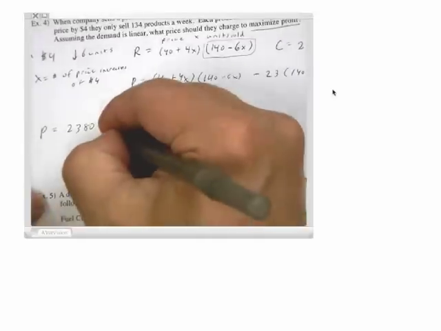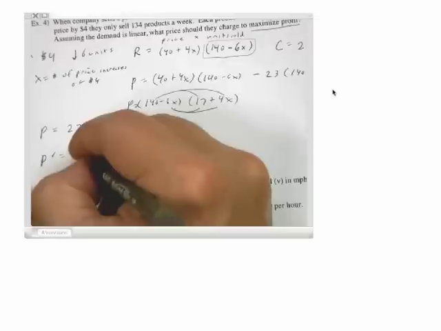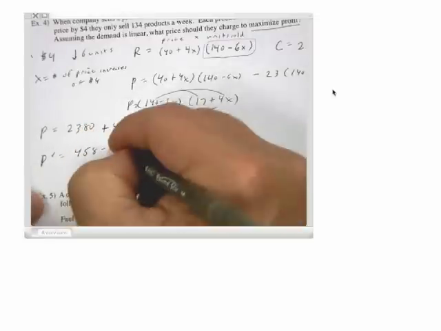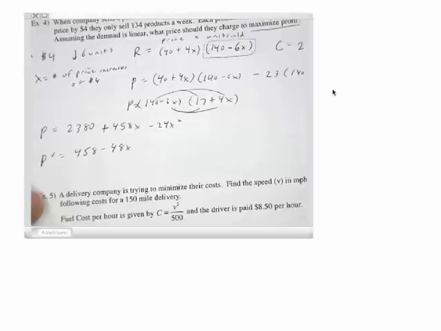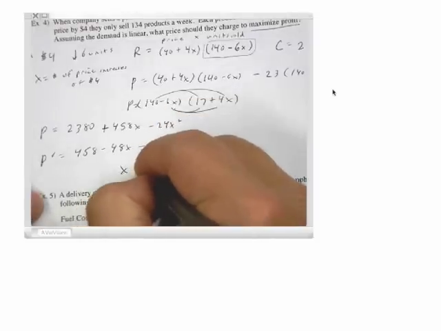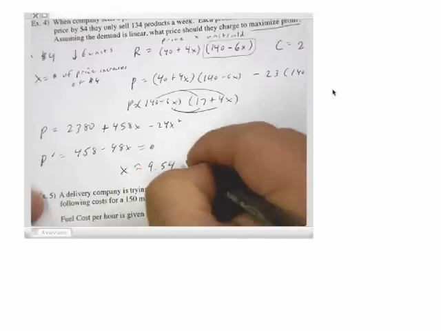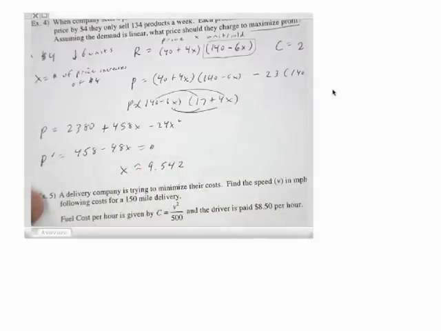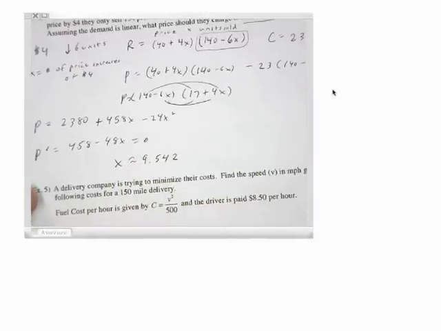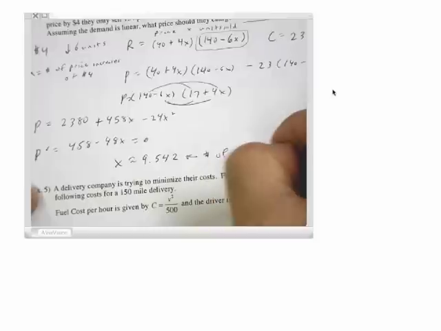Okay. Once I've got my profit equation like that, I'm ready to do the derivative. So the derivative is going to be 458 minus 48x. I'm going to set that equal to 0. Solving for x, x comes out to be about 9.542, approximately. All right, now remember, this is the number of price increases.